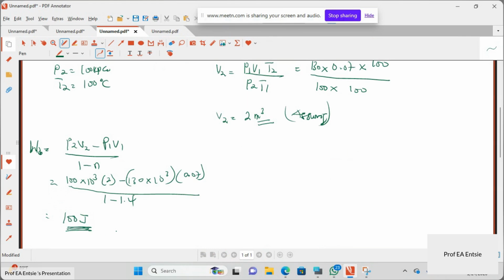100 joules. If you want it in kilojoules, you divide by 1000. 0.1 kilojoules, by assumption. Ladies and gentlemen, that's the end of this chapter, which is energy. We will look at the last chapter, pure substance. Then you say goodbye to our dear friend thermodynamics.